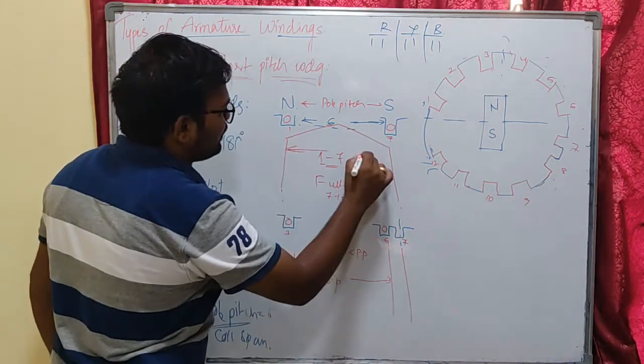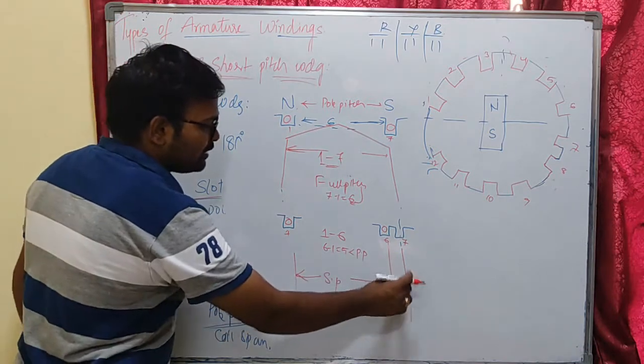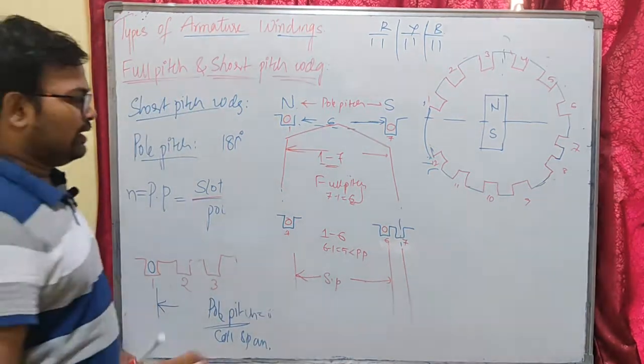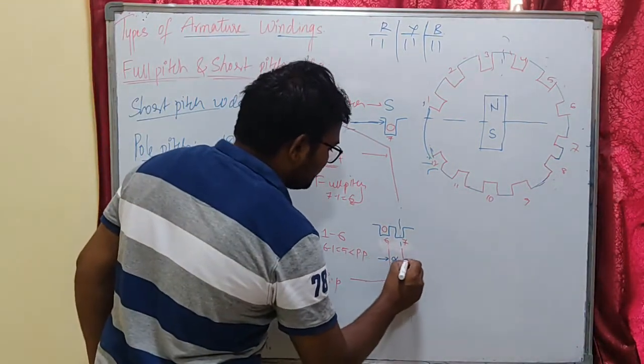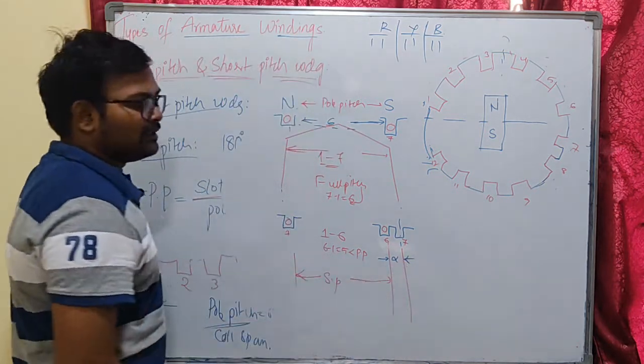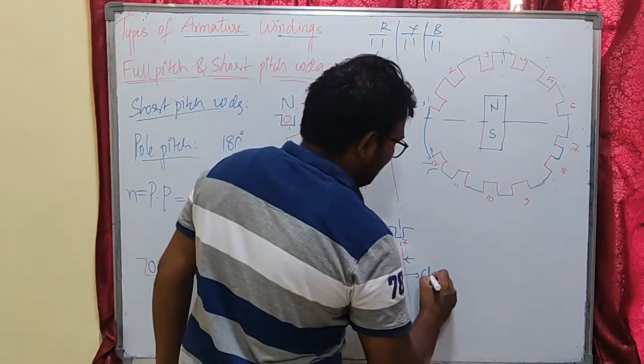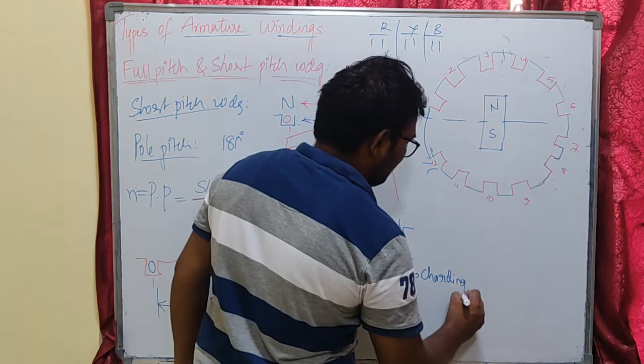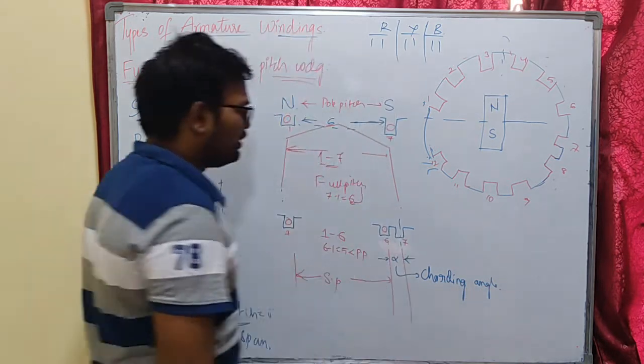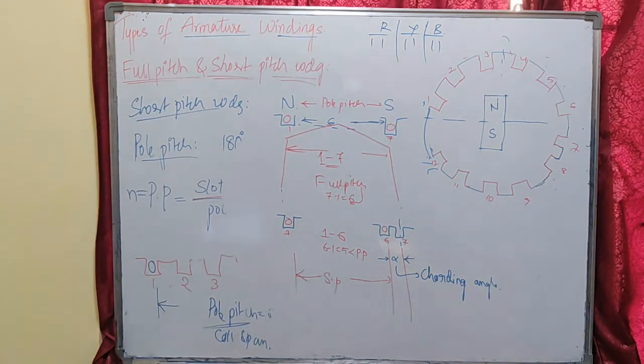This was full pitch winding, this is short pitch winding, and this is the short pitch angle. I am going to name it alpha. That is how much the angle is reduced from the full pitch, which is the short pitch angle. This is nothing but chording angle. There are so many advantages for short pitching the winding.